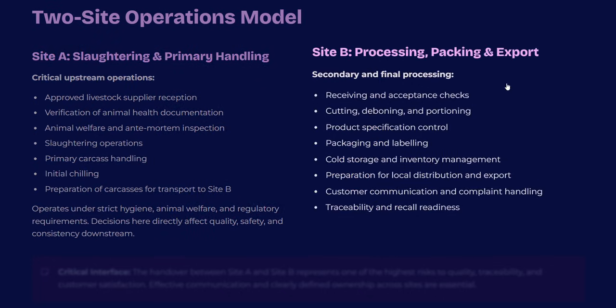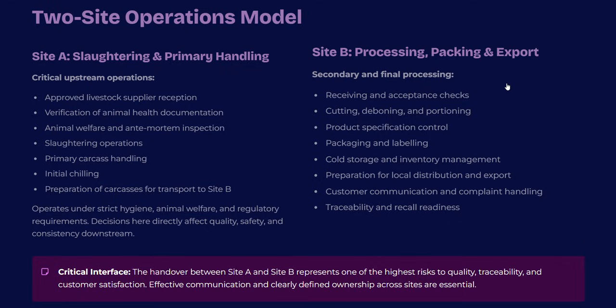We have Site B, which includes processing, packing, and export, the secondary and final processing for our organization. What they do: receiving and acceptance check, cutting, deboning, and portioning, with product specification control happening here at Site B, packing and labeling, cold storage and inventory management, preparation for local distribution and export, customer communication and complaints handling, and traceability and recall readiness.